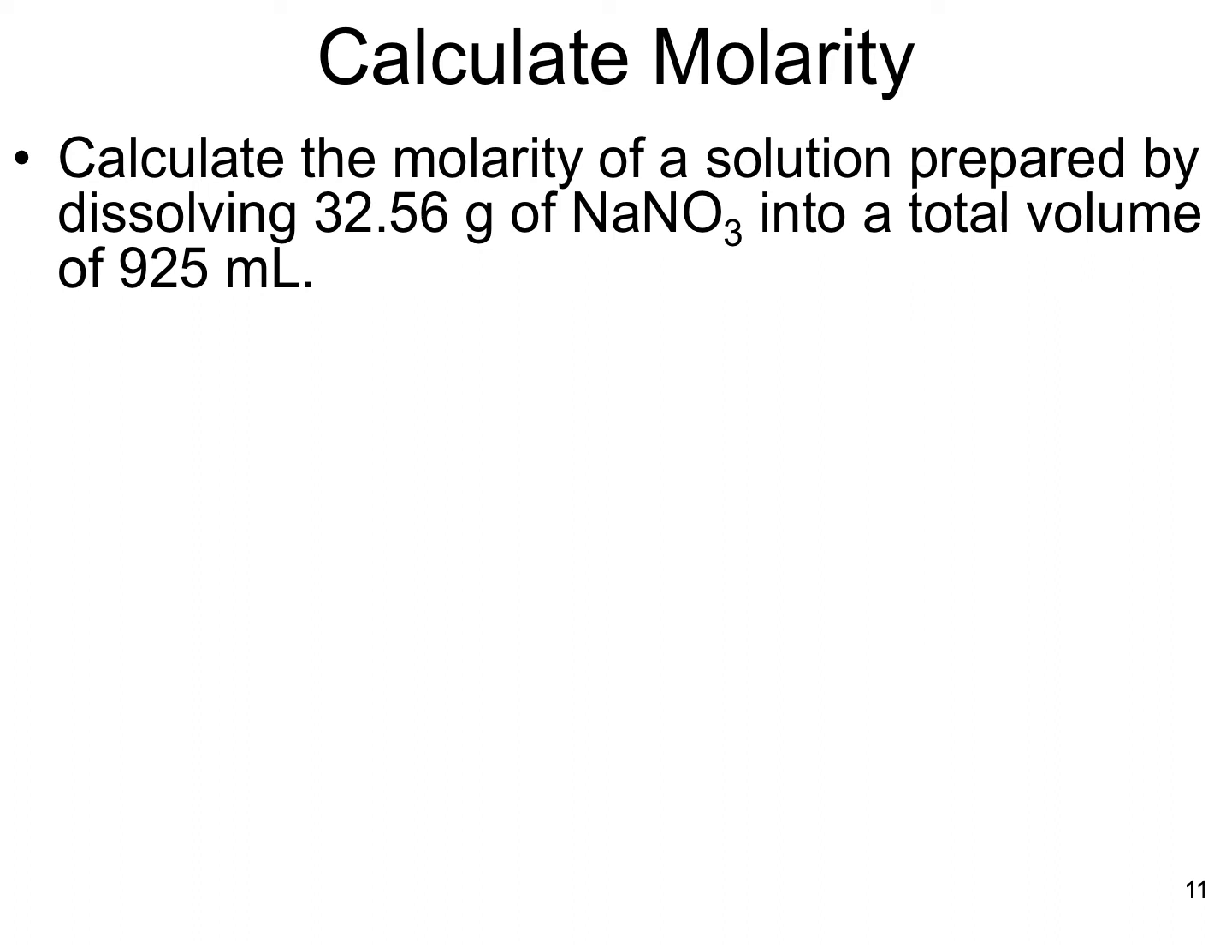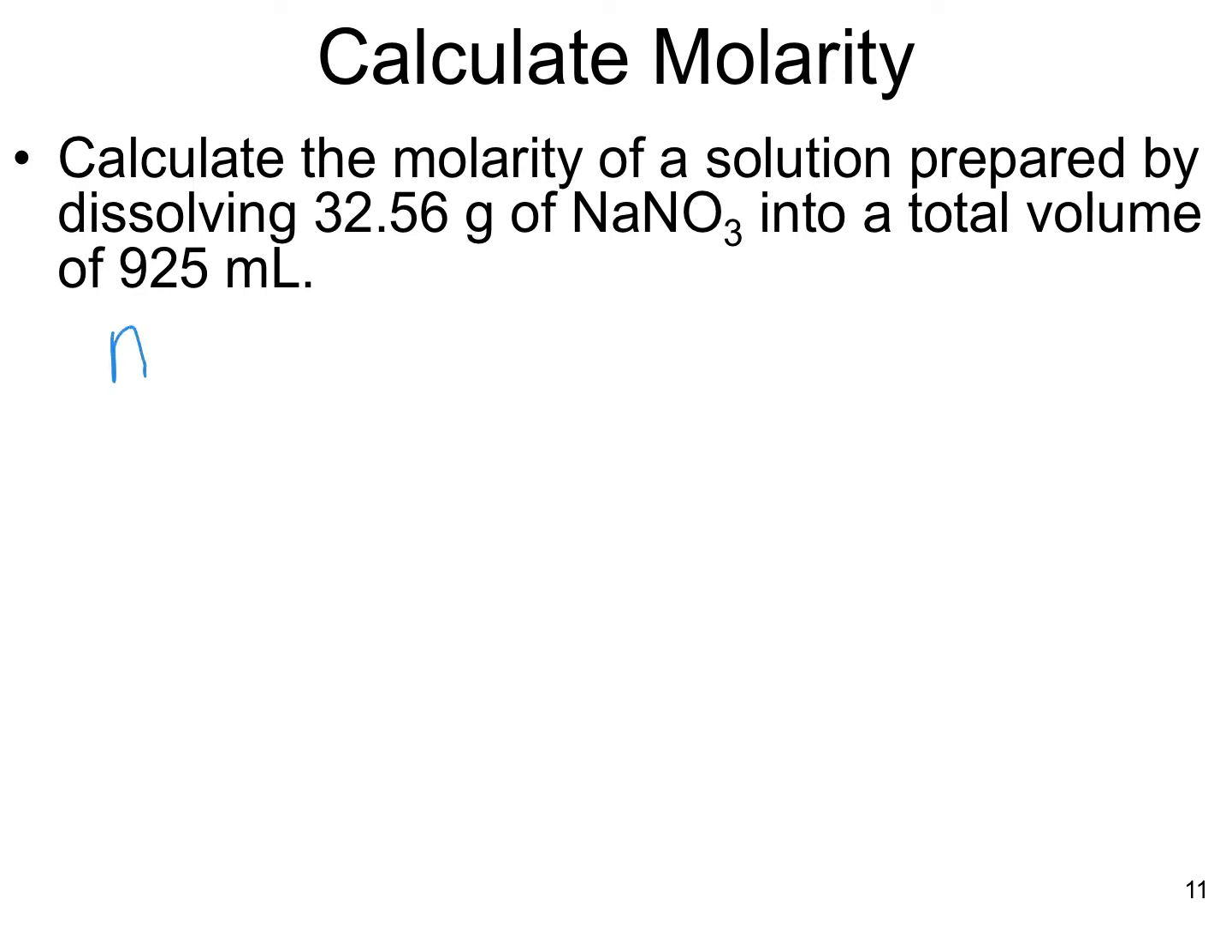A solution of sodium nitrate is made by mixing 32.56 grams of NaNO3 into a total volume of 925 milliliters. Calculate the molarity of the solution. This is done by converting the mass of sodium nitrate into moles of sodium nitrate and by converting volume to liters. Then take the moles NaNO3 and divide by the volume in liters. The molar mass of sodium nitrate is 85.00 grams NaNO3 per mole NaNO3.